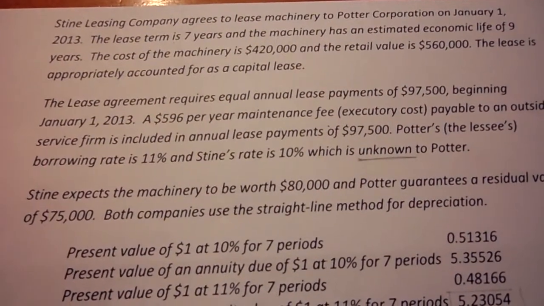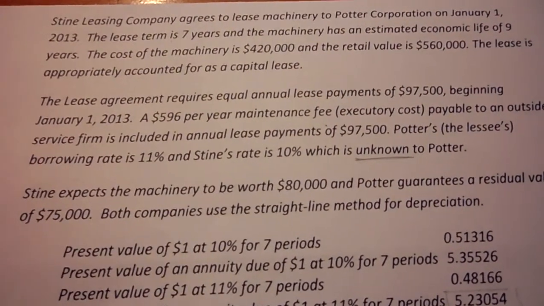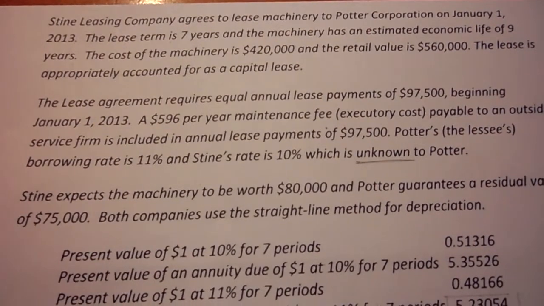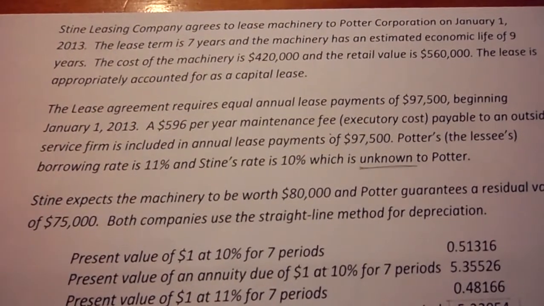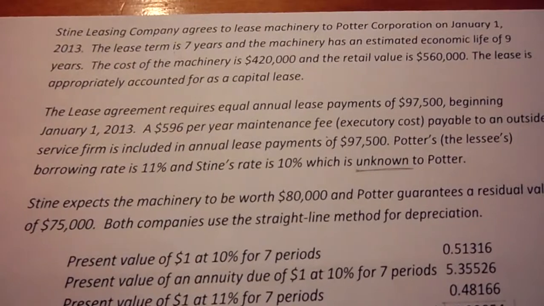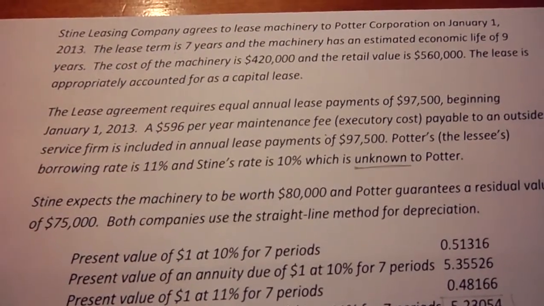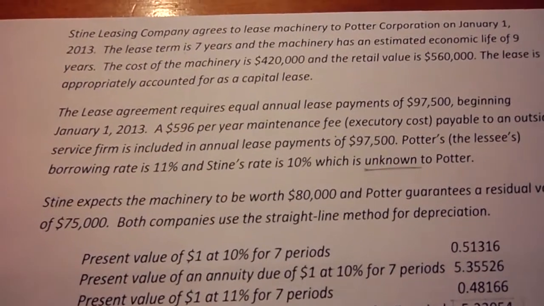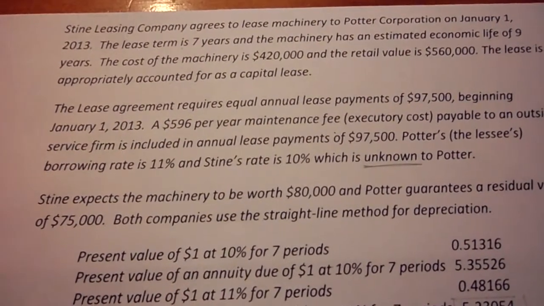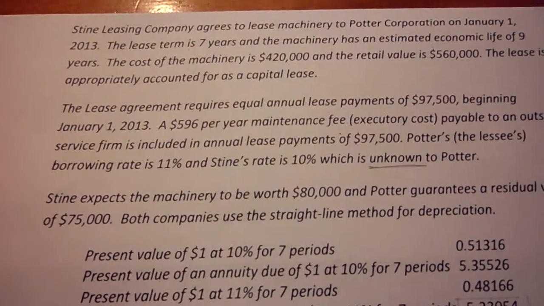Stein Leasing Company agrees to lease machinery to Potter Corporation on January 1st, 2013. The lease term is 7 years and the machinery has an estimated economic life of 9 years. The cost of the machinery is $420,000 and the retail value is $560,000. The lease is appropriately accounted for as a capital lease.